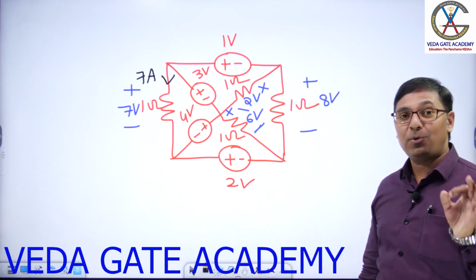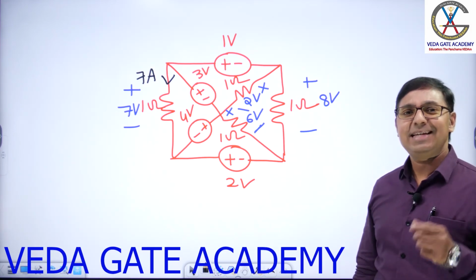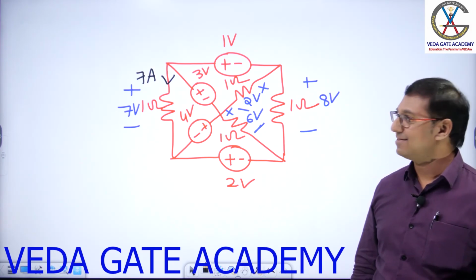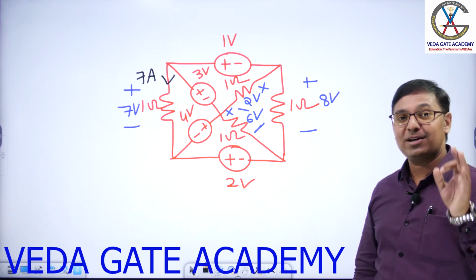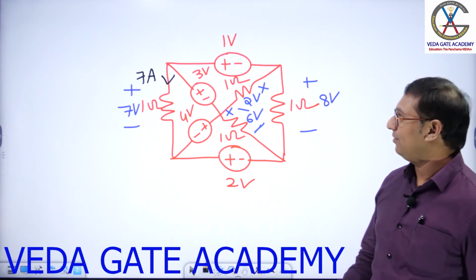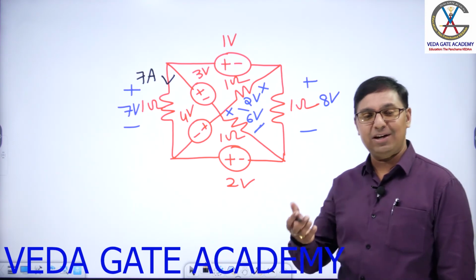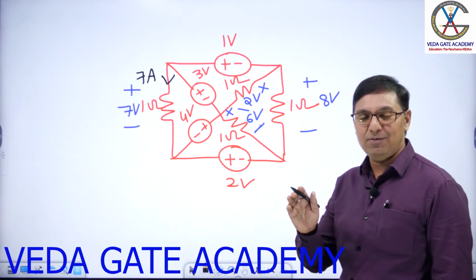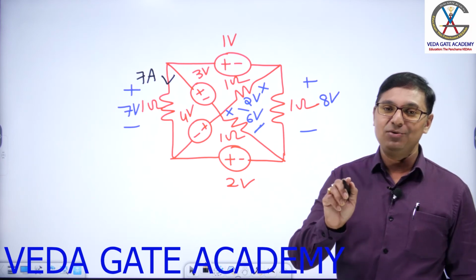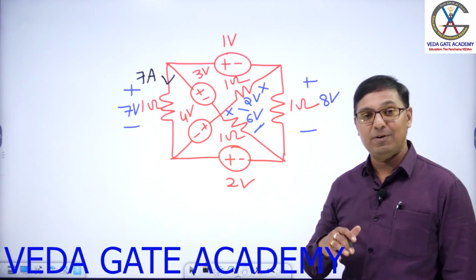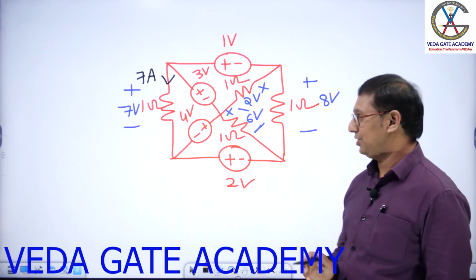Current enters at the positive terminal for a resistor. What does the sign convention of power say? Always for a resistor, current enters at the positive terminal. For a source, current enters at the negative terminal if the source is delivering power. See, elements which deliver power, current enters at the negative terminal. Elements which absorb power, current enters at the positive terminal.